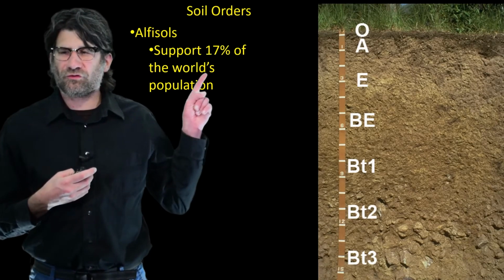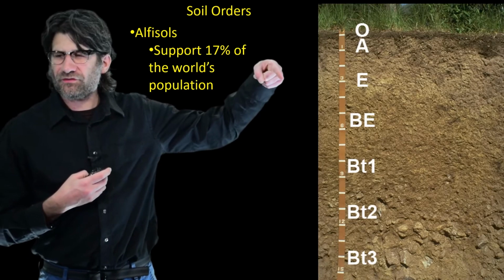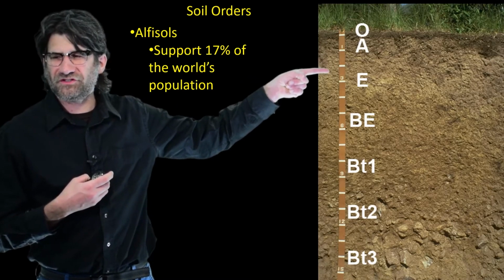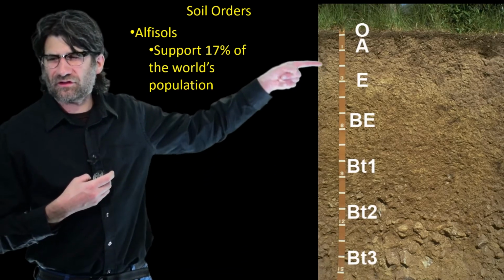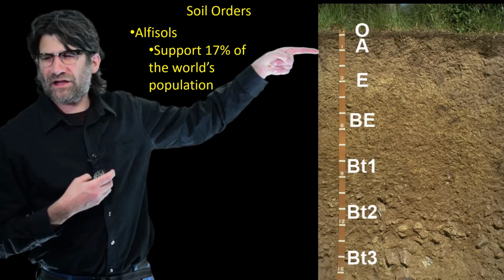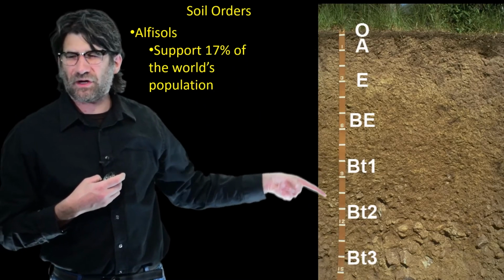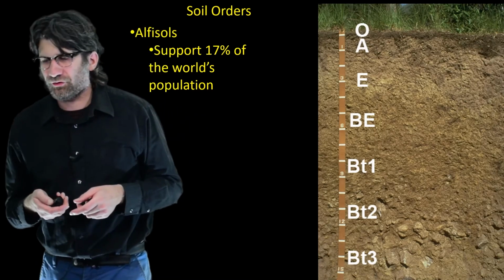Basically, a lot of the world's population is supported on alfisols, because of the temperateness of the regions. Kind of what these guys can look like: relatively thin O and A horizons and fairly thick B horizons. So these are fairly good soils for growing crops in.